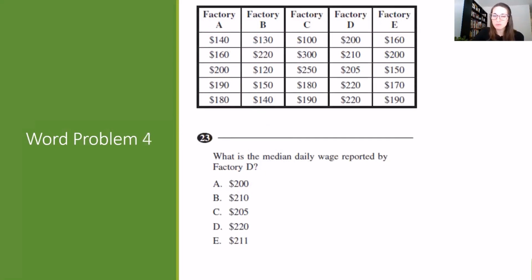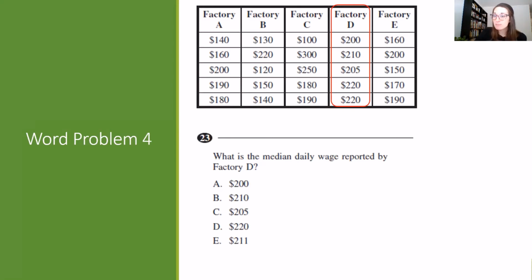All right, for word problem 4, it says, what is the median daily wage reported by factory D? So this is important because we have a chart and we're actually going to use the chart for 2 problems today, problem 4 and 5. For this one, it's specifically asking us about factory D. So we don't need to pay attention to anything else, just what's in the factory D column.